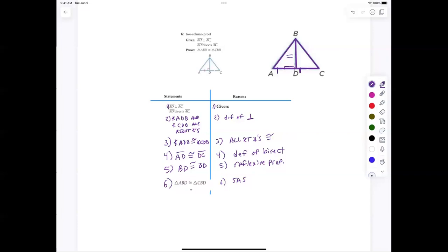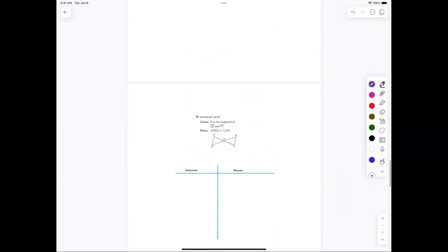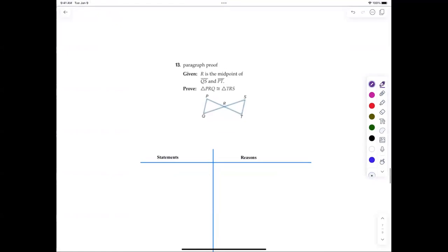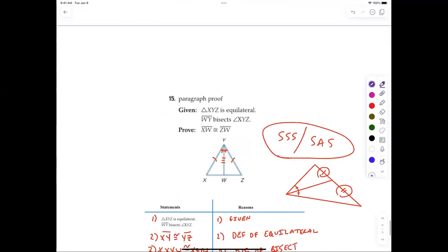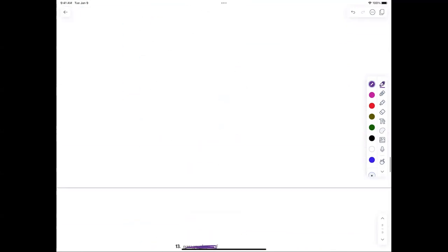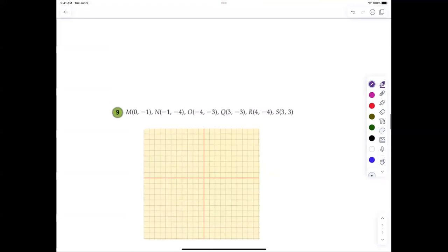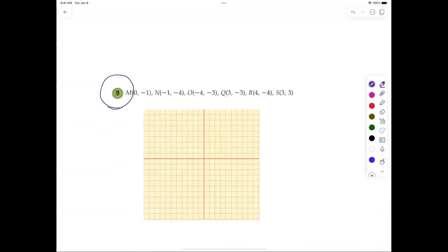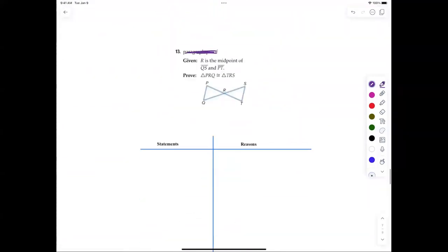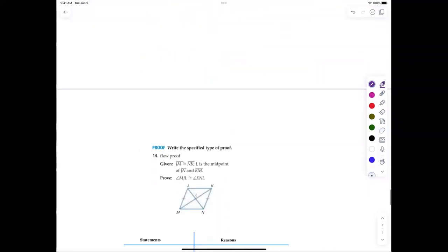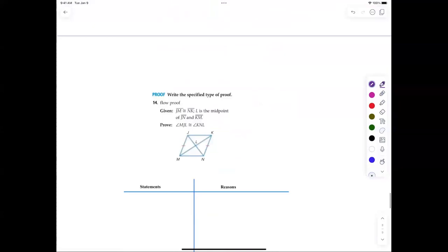Now let's briefly look at 13. No, we don't do paragraph proofs. We always do 2-column proofs. So that's going to be your 13, 14, and 15. Your homework is, I'll just give you a little break. You have to do 9. You have to prove, using the distance formula, and then you have to prove those triangles are congruent. And then you have to prove those angles are congruent.